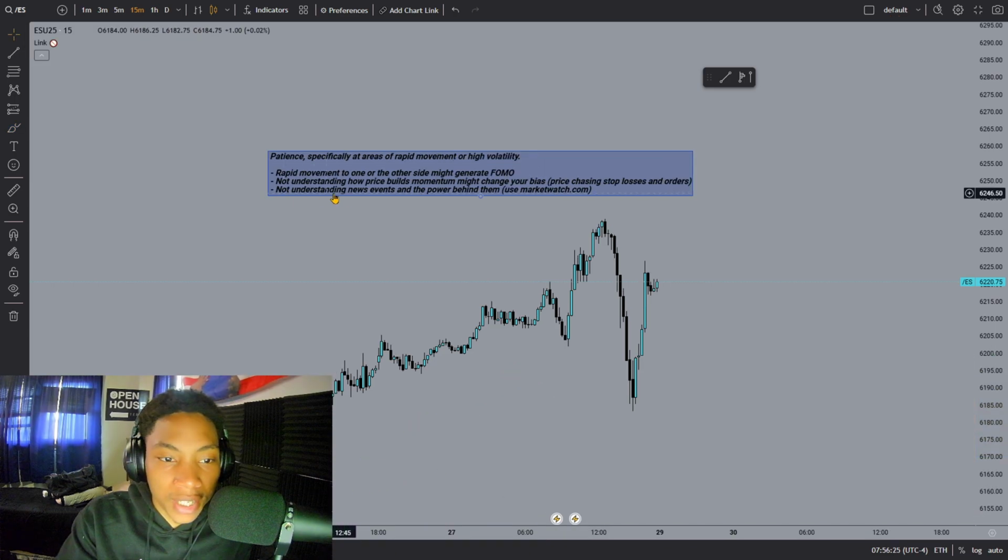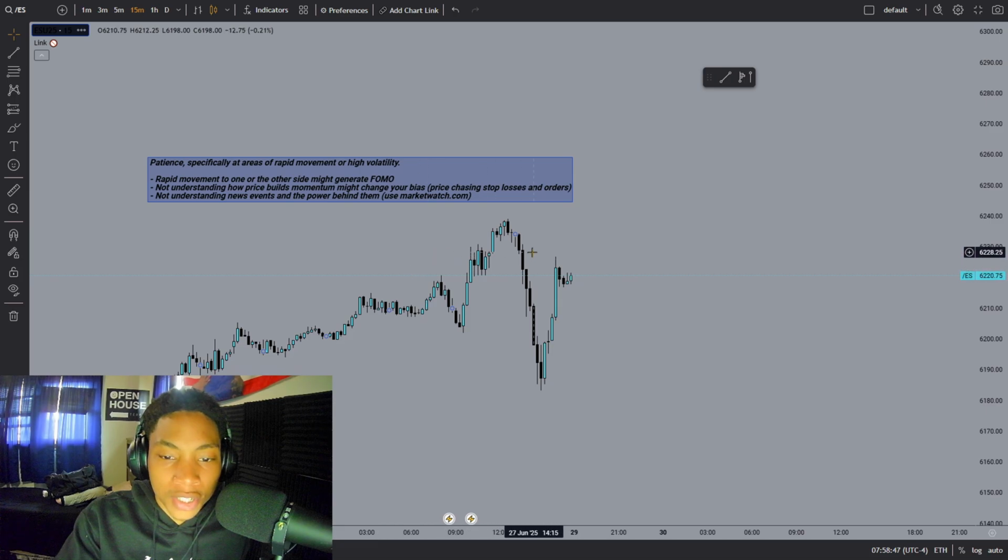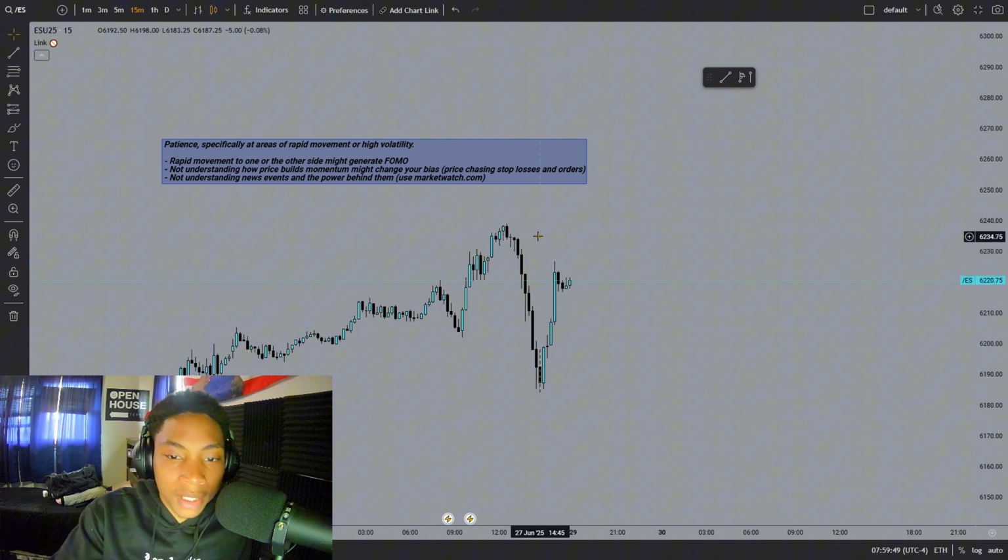We also need to understand the news events and the power behind them. There are many news events that happen intraday, and watching them and seeing how the market reacts to them can give you more intel and bias when trading. The main thing I'm getting at here is that if there's rapid movement to either the upside or downside and you have no general idea of where the market is trying to go towards, then it would be better to sit out and wait until your strategy forms so you can take a more probable trade in the market.